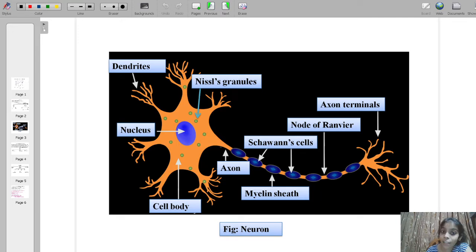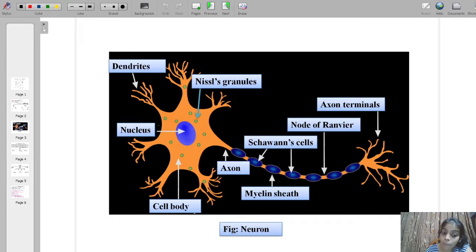Now what do we get when we study the structure of a neuron? A neuron has got two main parts. This part is called the cell body. From the cell body there is a long process. Process over here means extension. So this long process is called axon.